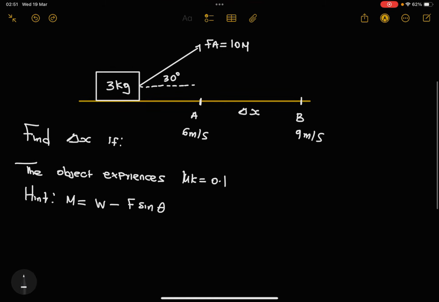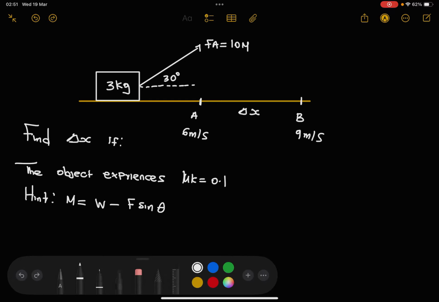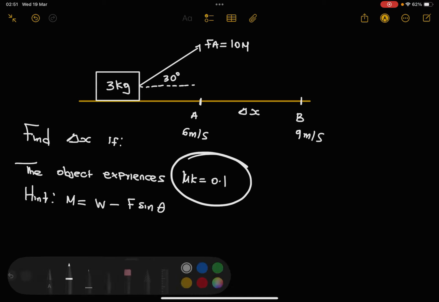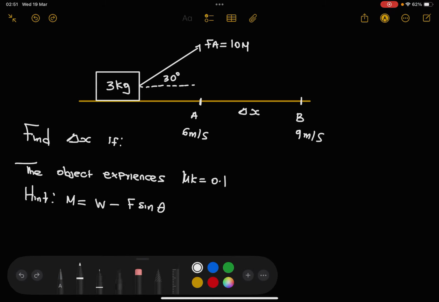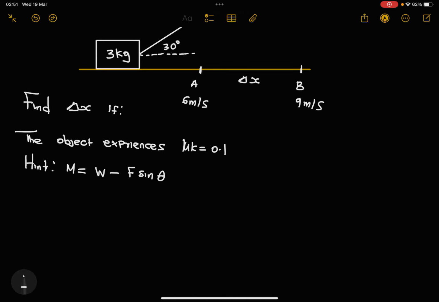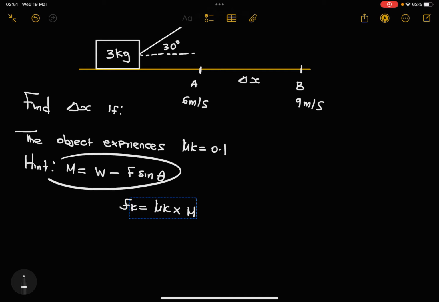And they say that the object experiences mu k of 0.1. Where do we know the coefficient of kinetic friction from? We know it from the following. We know that Fk equals mu k multiplied by the normal force. But they've given us a hint. Why did I write this hint, by the way? I wrote this hint because we have learned this from Newton's laws of motion, right?